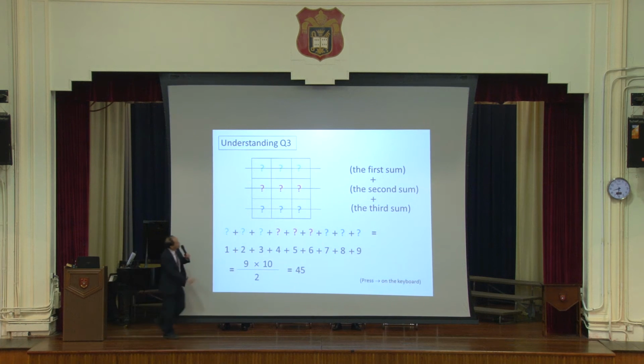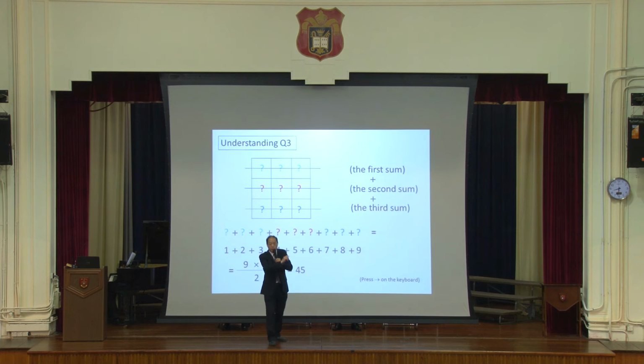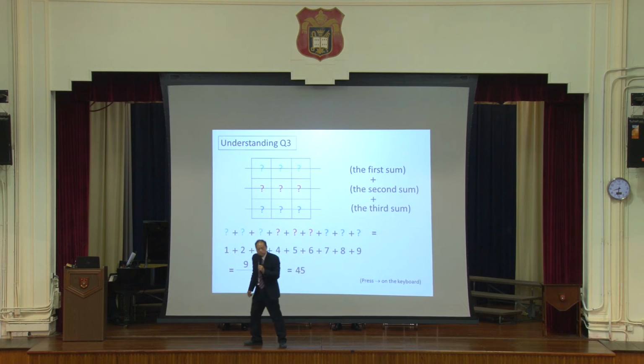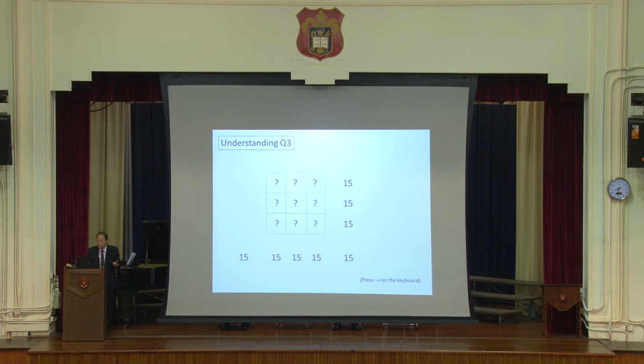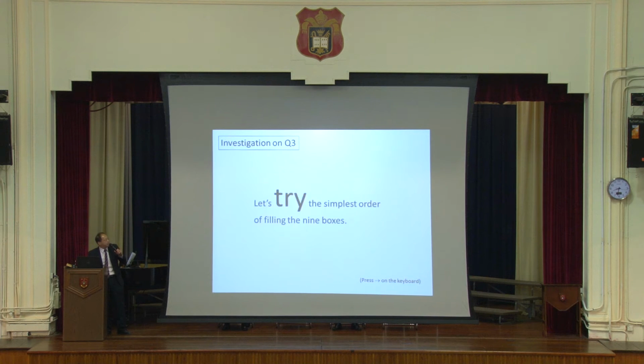So what should be the first sum? What should be the second sum? What should be the third sum? They should be 15, right? So every row, every column, every diagonal, the sum of them has to be 15, okay? Let's try the simplest order of filling the 9 boxes.